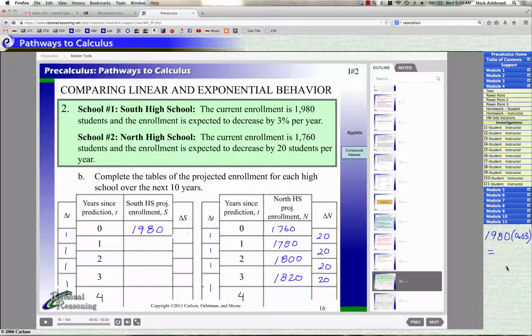Okay, so the right table should be easy, right? What's characterizing the growth there? What do you do every time to get the next enrollment? Add 20, right? It's just the change in enrollment is always 20 more than before. So you just keep adding 20. I'm guessing some of you did this. If you have 3% growth, you first found 3% of 1980. Anyone got that number? 59.4?